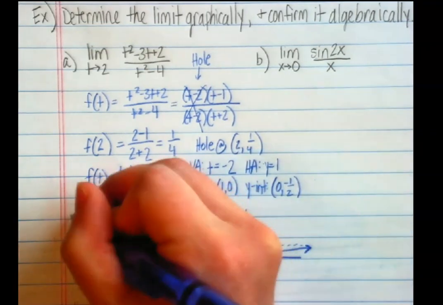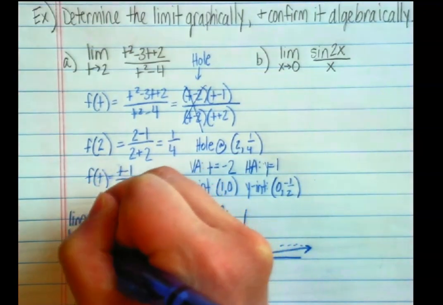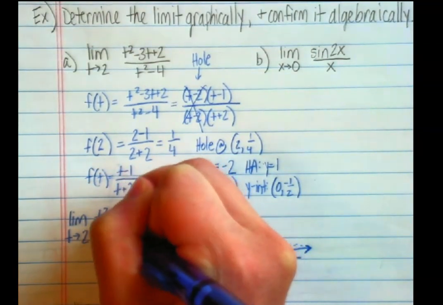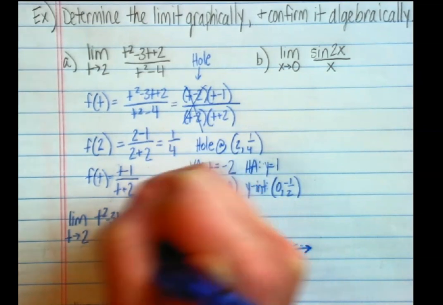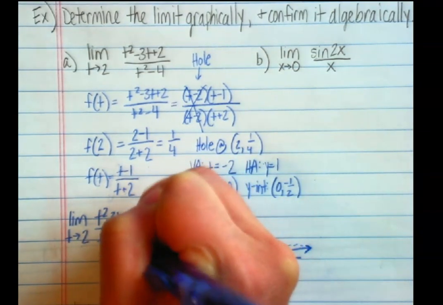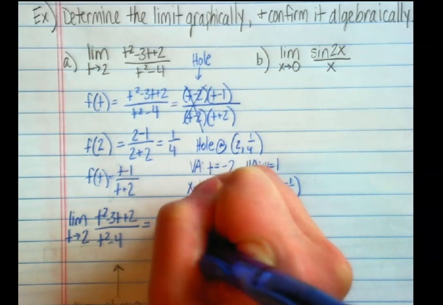So that means I would say the limit as t approaches 2 of t squared minus 3t plus 2 divided by t squared minus 4 is going to equal 1/4.